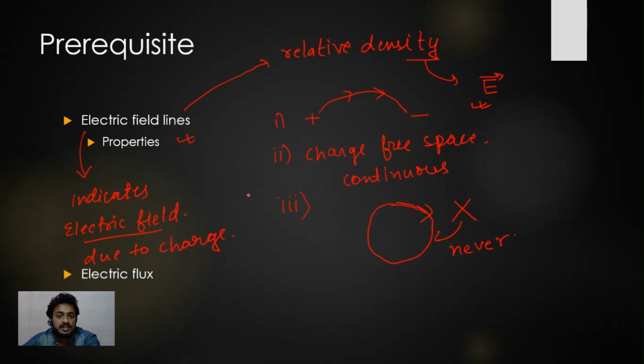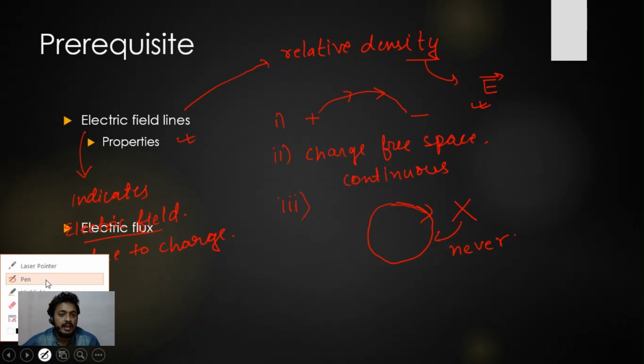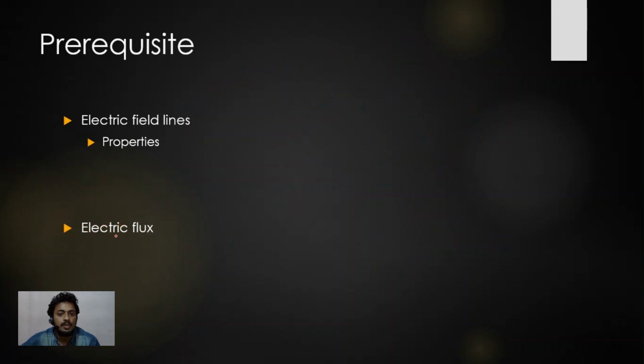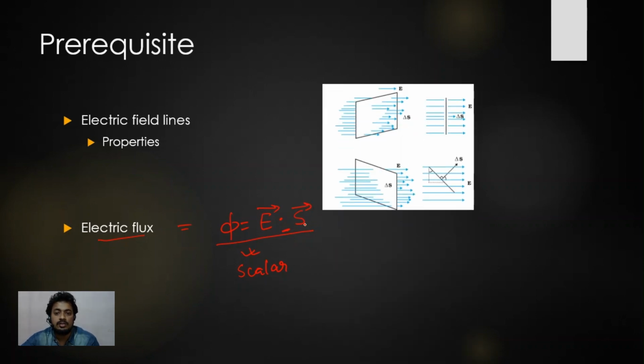Next, we recall the electric flux. So what is electric flux? As you already have read, electric flux is defined as phi, which equals E dot S, and it is a scalar quantity. As you know, this is the dot product, and S indicates the surface area.